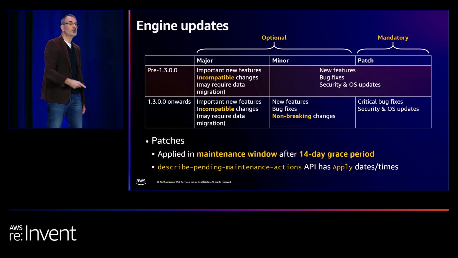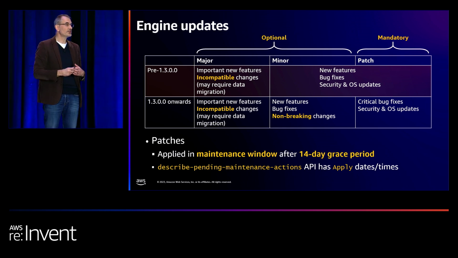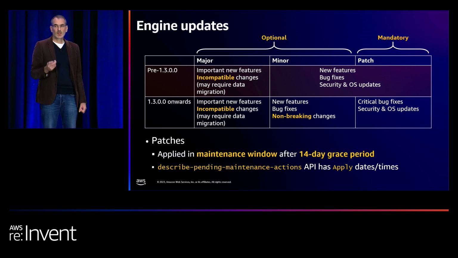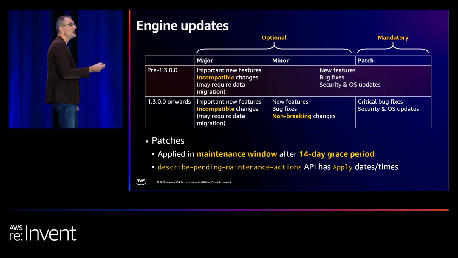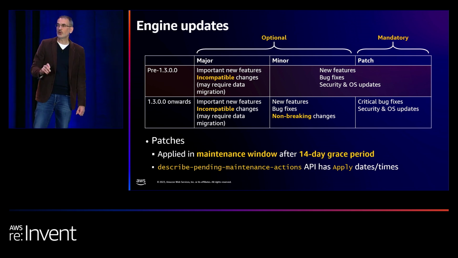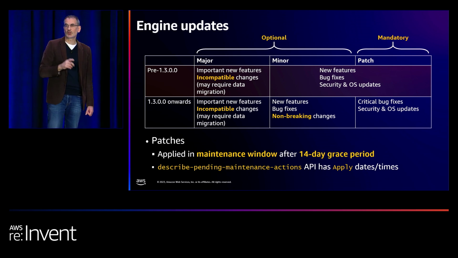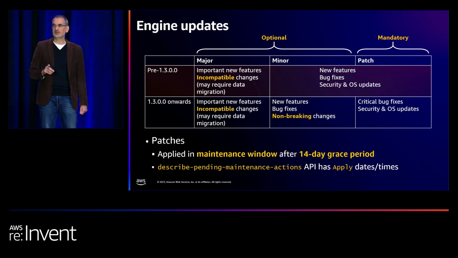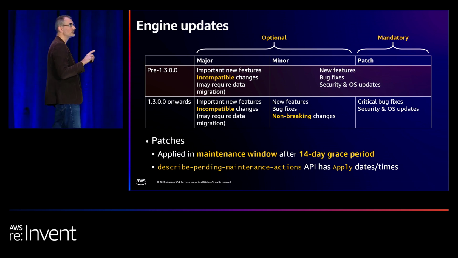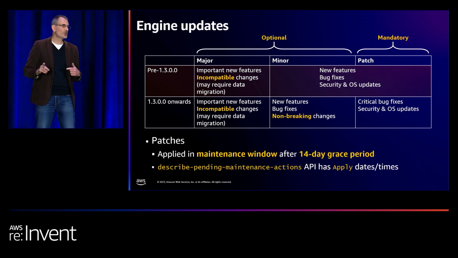So Neptune frequently releases engine updates in the form of major version changes, minor version changes, and patch releases. The major and the minor versions are optional, which means that you can decide to stay on the version of the engine that you're currently on for as long as you want, up until that version is deprecated. So earlier this year, we deprecated the last of the 1.0 engines, and at the end of January next year, January 2024, we'll be deprecating the 1.10 engine, okay? So major and minor versions are optional.